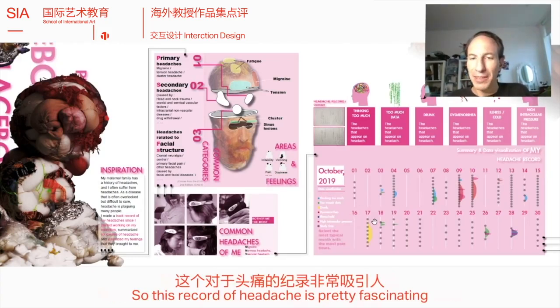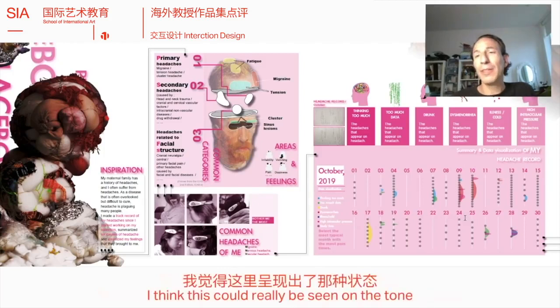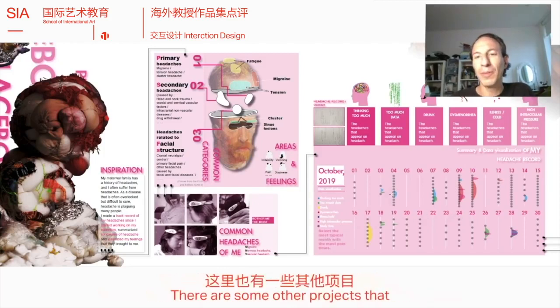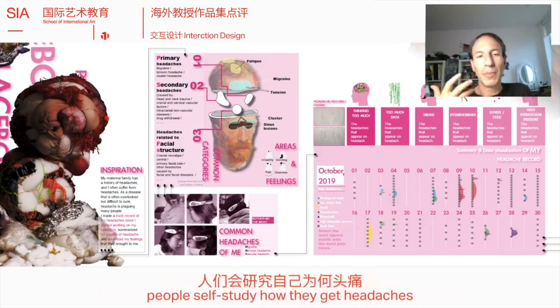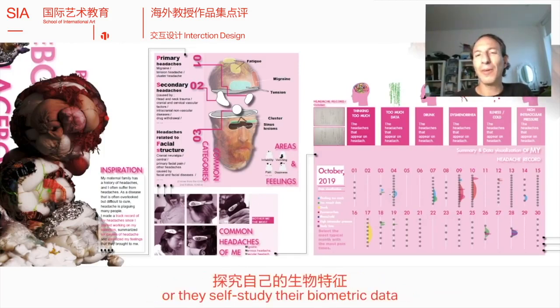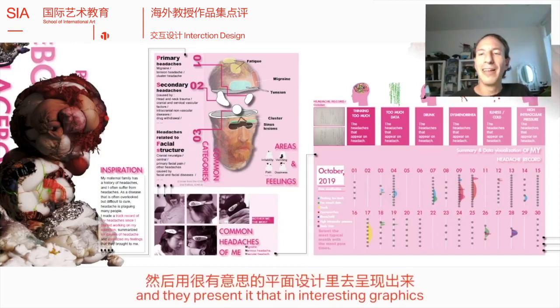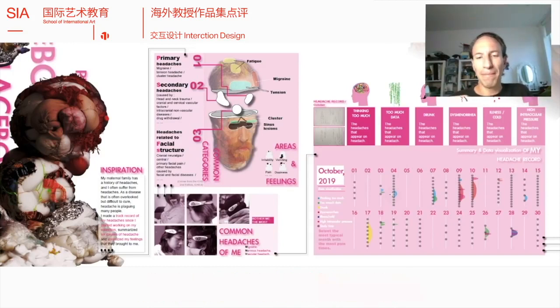So this record of headaches is pretty fascinating. I think this could really be seen on its own. There are some other projects where people self-studied how they get headaches, or they self-studied their biometric data, and then presented that in interesting graphics. This is definitely in that tradition.